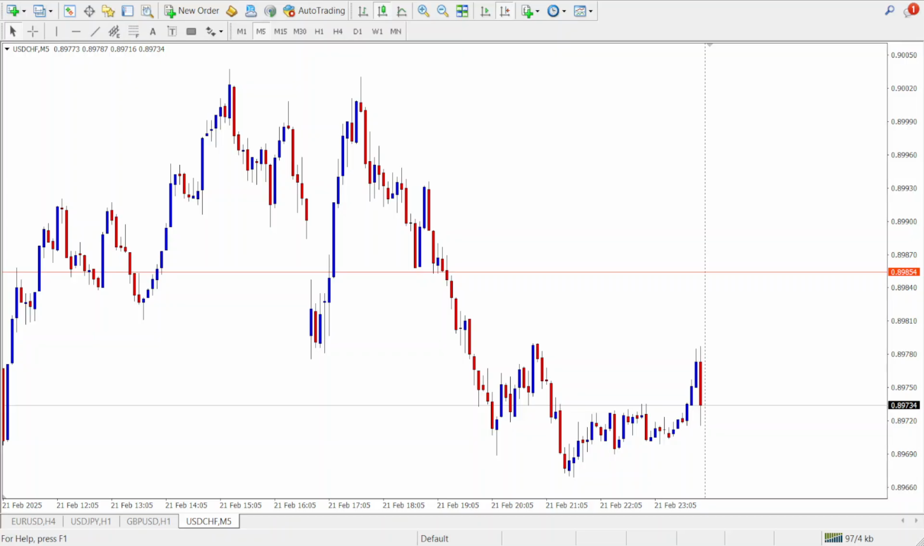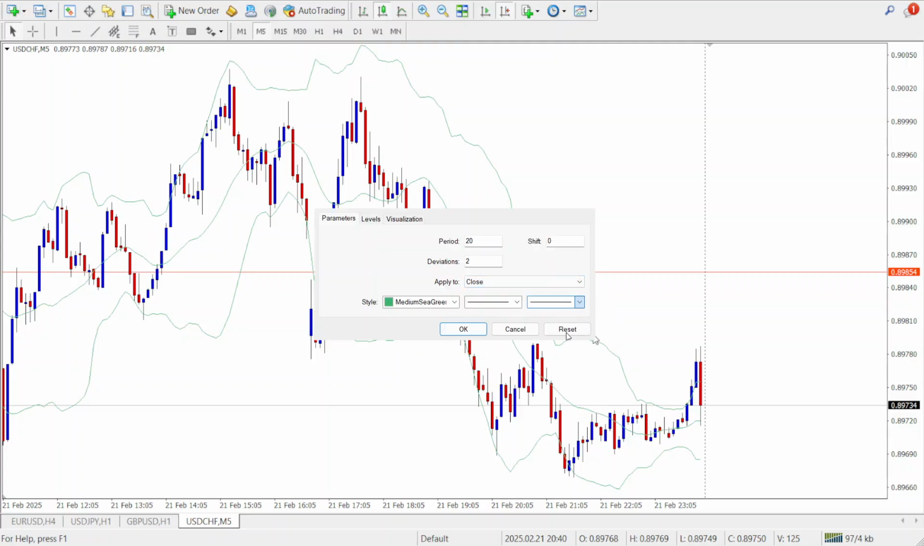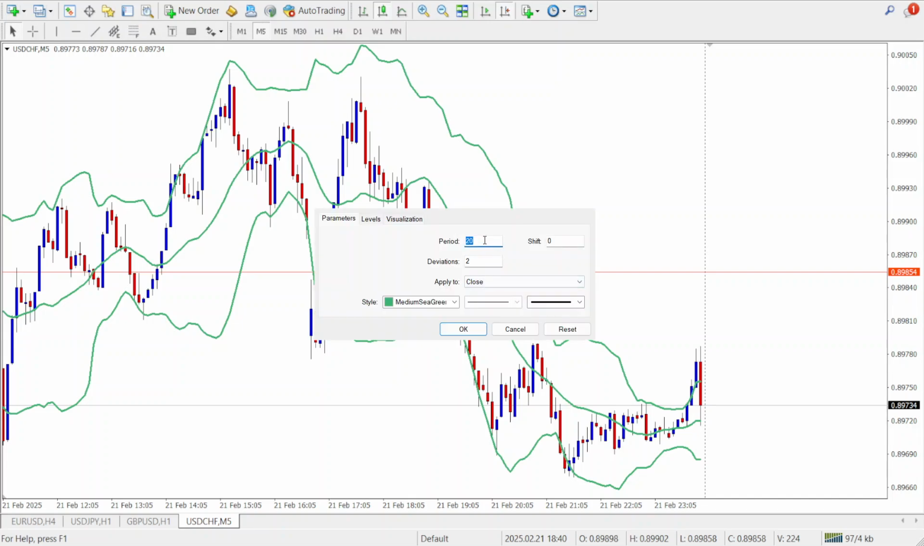Now, first things first, let us quickly recap what Bollinger Bands actually are. Developed by John Bollinger, this indicator consists of three components. I'm just going to add the indicator right to the chart. So we can say that the indicator consists of three components. The middle band is a simple moving average that is typically set to 20 periods. As you can see from the default settings, it is set to 20 periods.